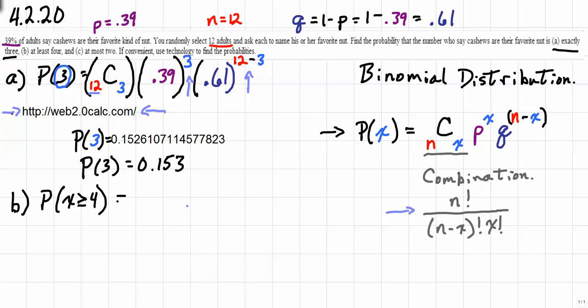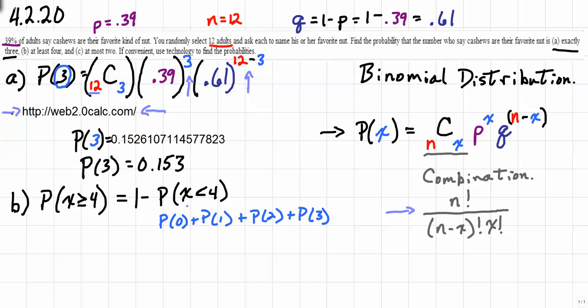Instead, we could simply say that this is equal to 1 minus the probability that X is less than 4. Now in this case, where X is less than 4, this will be equivalent to the probability of 0 plus the probability of 1 plus the probability of 2 plus the probability of 3. And once I find all 4 of those, I will go ahead and subtract that sum from 1. And that will give me the probability that X is greater than or equal to 4.